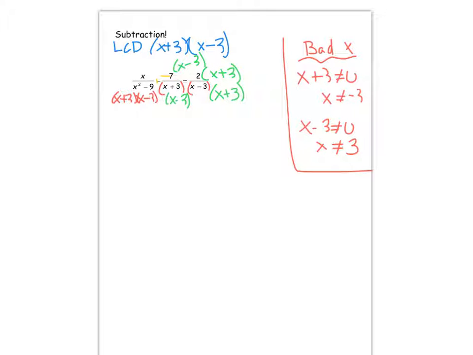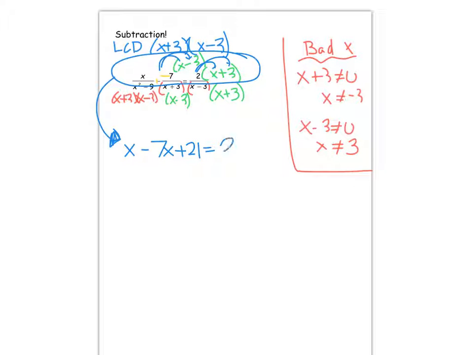Alright, so now that the denominators are all the same, that's boring. We just solve the numerator. So the first fraction is an x. And then remember we had just changed that to -7 because it was a subtract problem. So we're going to distribute the -7, so we get -7x plus 21. Then there's our equal sign. And we have to distribute the 2 as well. So 2x plus 6. So if I put these like terms together, I have -6x plus 21 equals 2x plus 6.